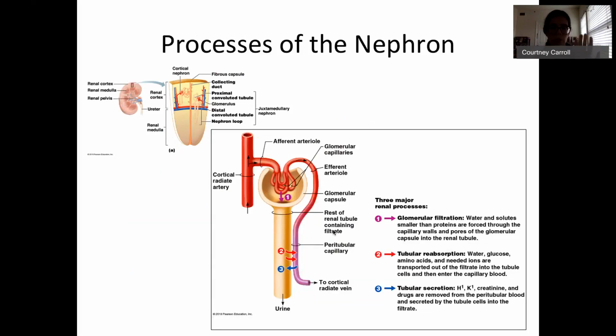If the reverse is true, say you have plenty of water, then more of it will end up in the urine. So these processes are dependent on the body's needs. How much water, how much salt do you actually need?